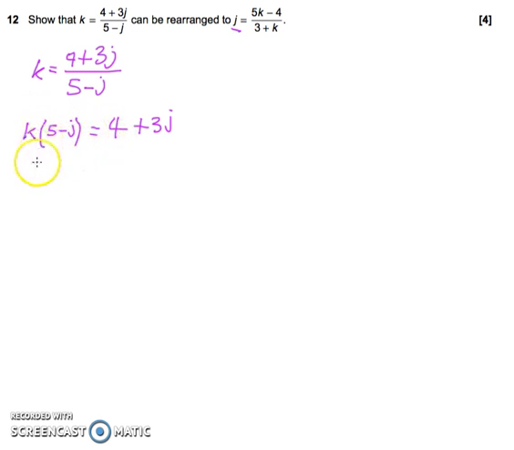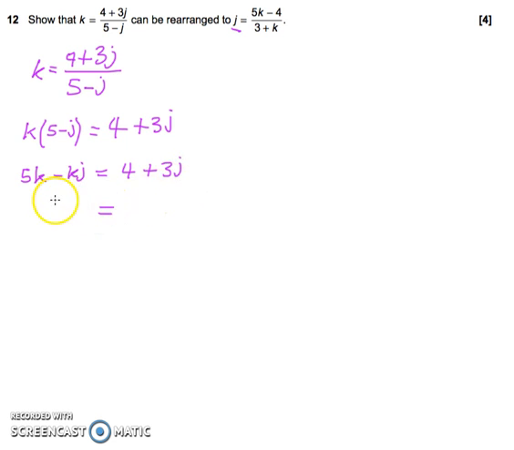What we're going to need to do though, is multiply out this bracket, so that we're going to get 5k minus kj, and that equals 4 plus 3j. That means we can now take this minus kj and add it to this side. That is getting all of our j's on the same side. That was the point of multiplying out the bracket, so we had a term that we could then add to this side and this side. So it would make it disappear from this side and appear on this side.